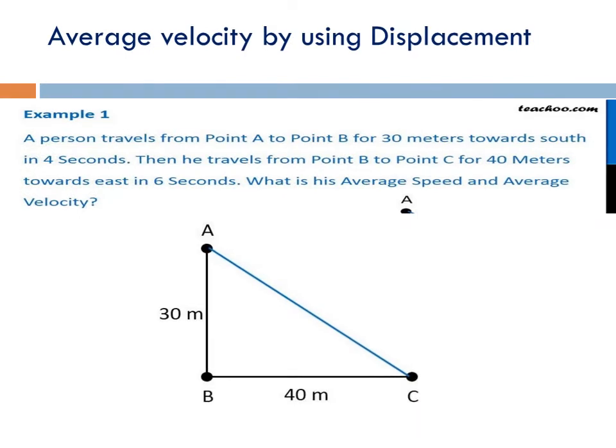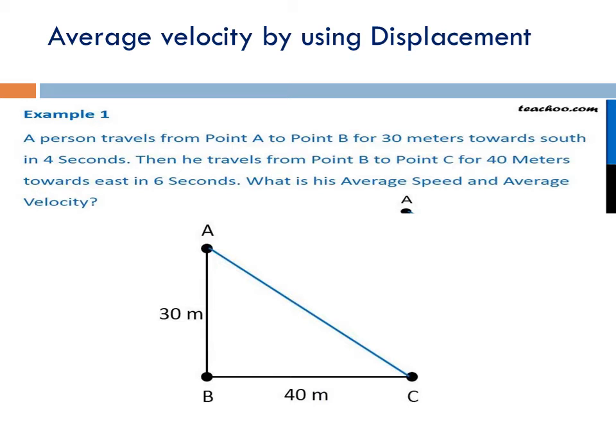Next example, a person travels from point A to B for 30 meters toward the south in 4 seconds. Then he travels from point B to C for 40 meters toward the east in 6 seconds. So what is his average speed and average velocity?